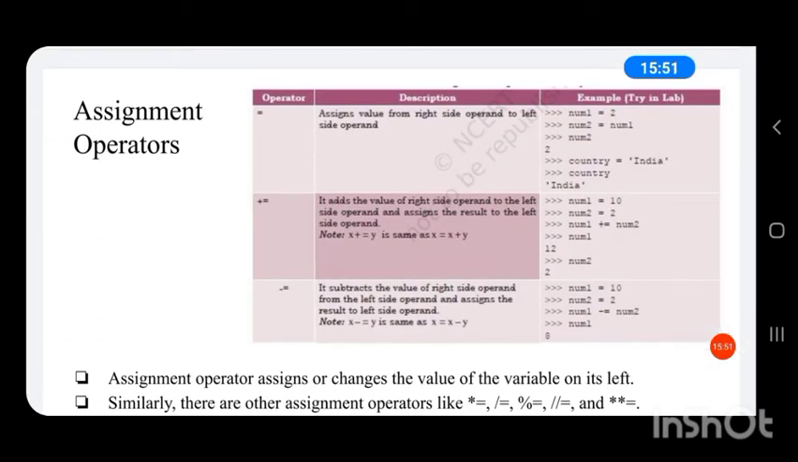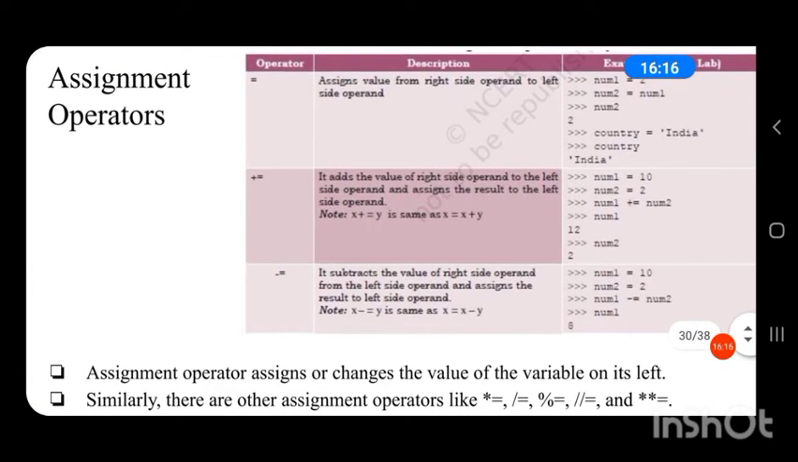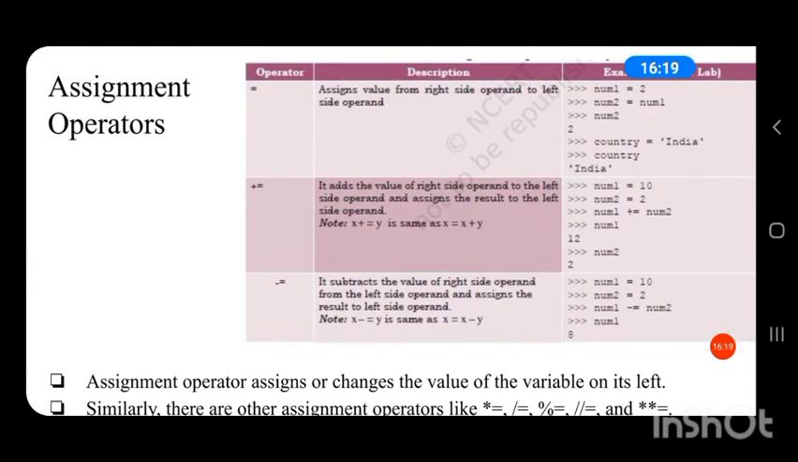Next is the assignment operator. The assignment operator assigns the value of the right operand to the left operand. So there are many assignment operators. Let us see the first one, that is equal to. It assigns the value from the right side operand to the left side operand.